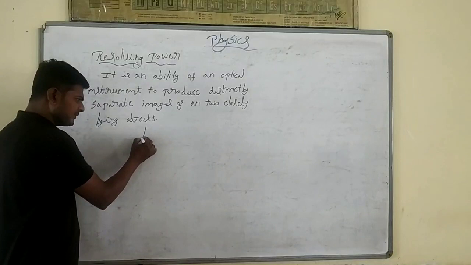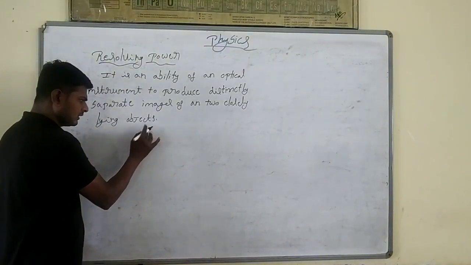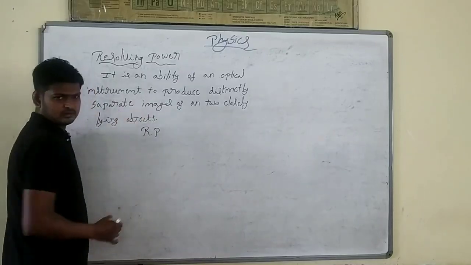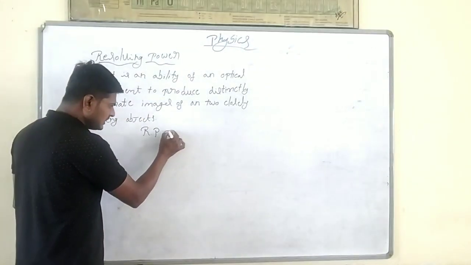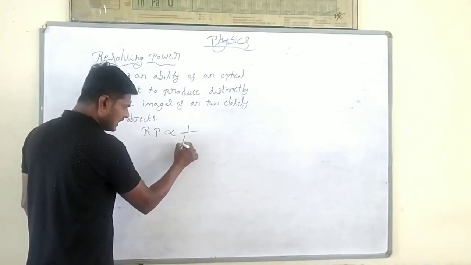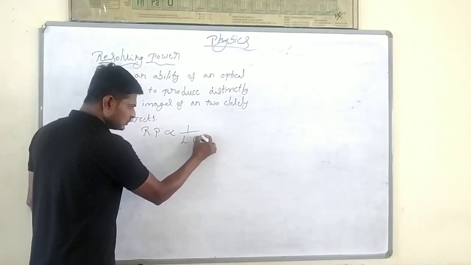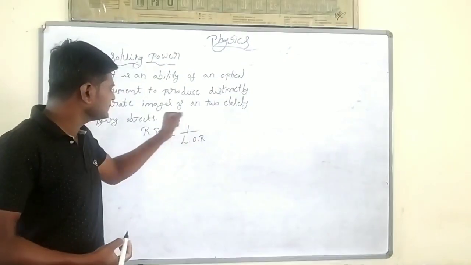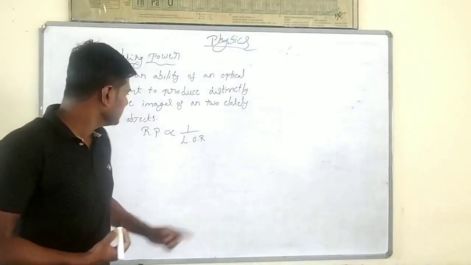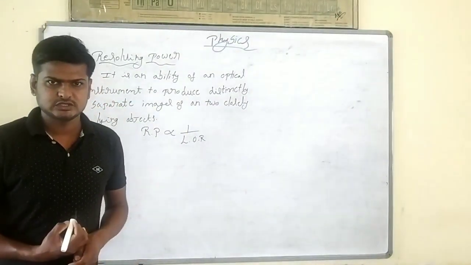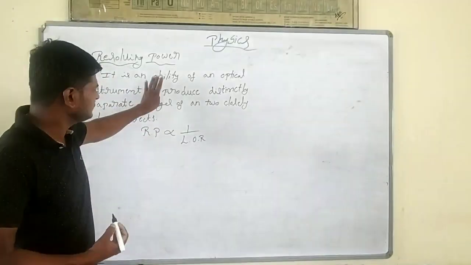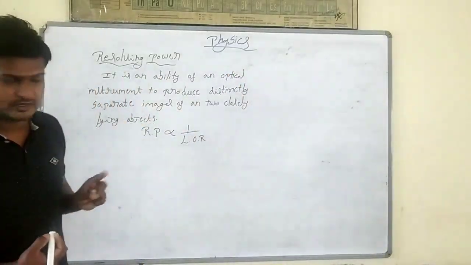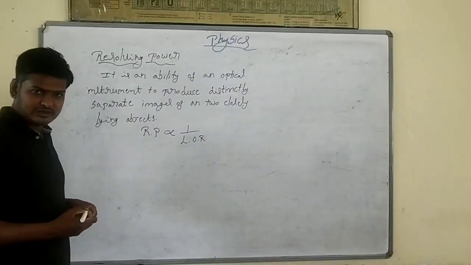Now, resolving power, RP, is inversely proportional to the limit of resolution. I will explain what resolving power and limit of resolution are. I am going to draw the diagram and explain. Just observe the definitions properly.